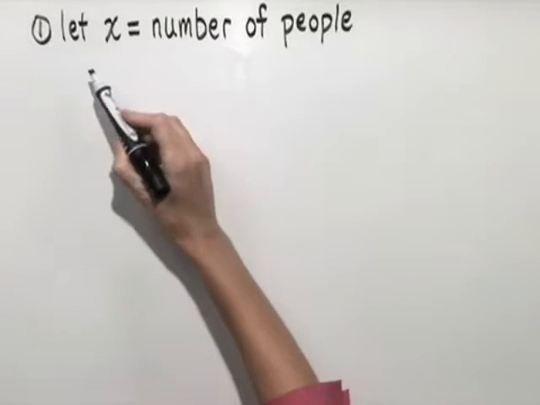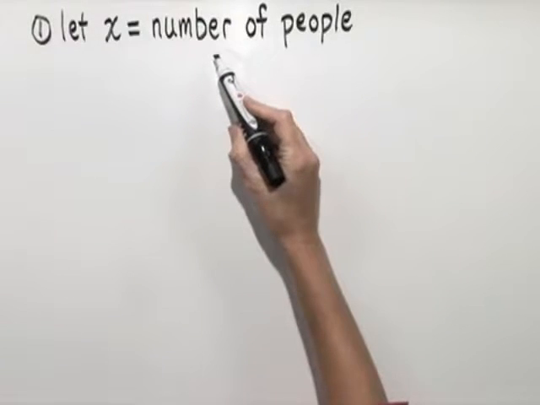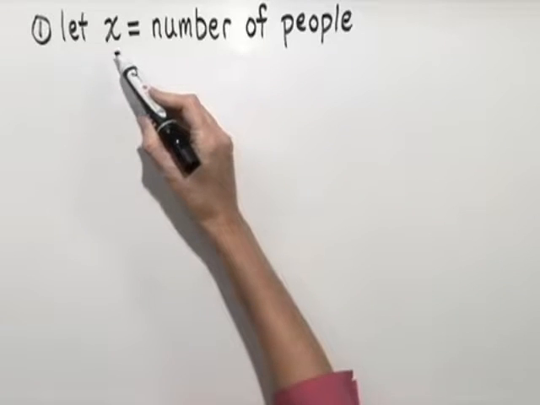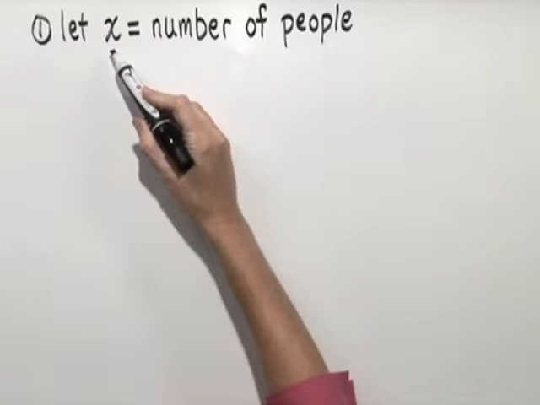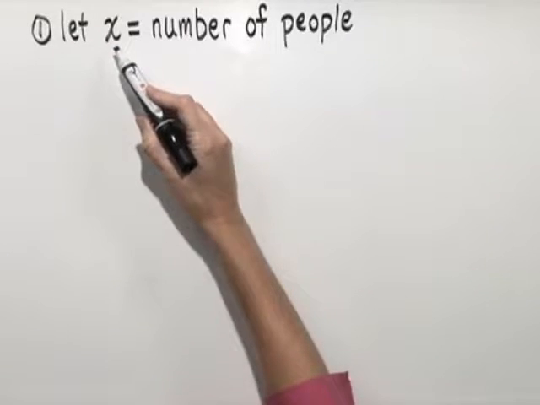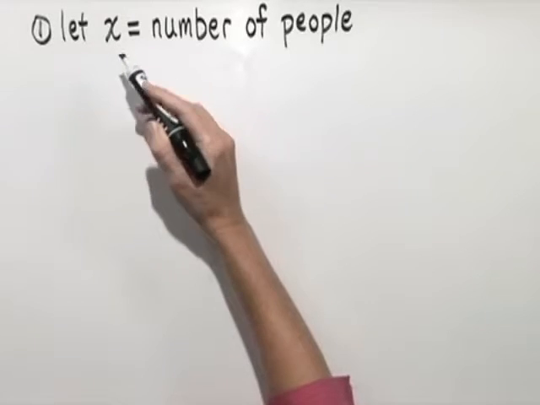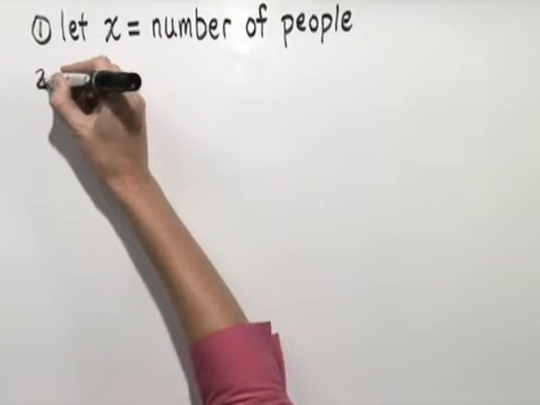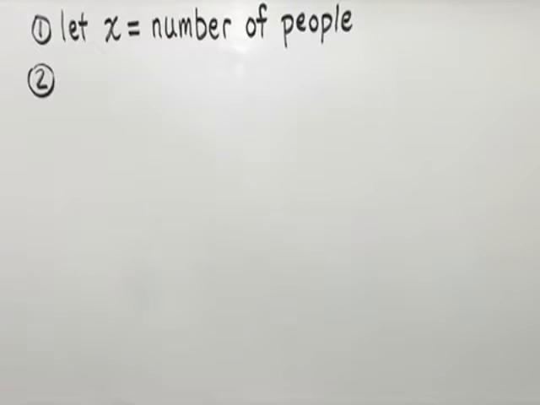So first off, let's let x equal the number of people in the group. Since we're trying to find out the number of people in the group, once we find out what x is, we've solved the problem. But we need to come up with an equation involving x. So let's do that in step 2. And let's look at the information that we have.